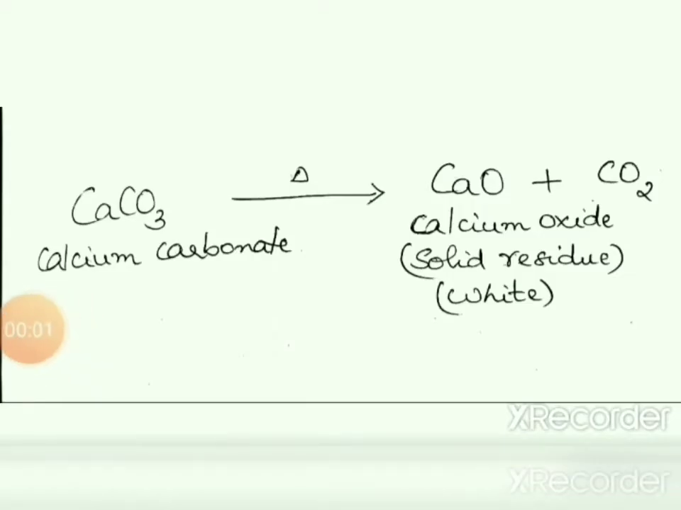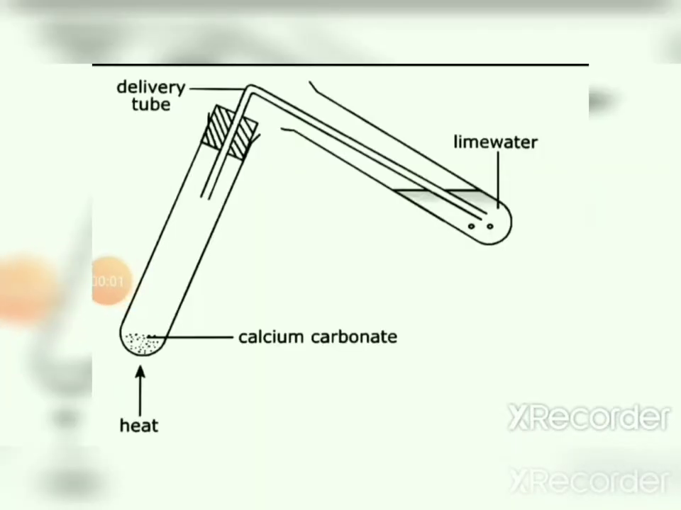Decomposition of calcium carbonate. How to write the balanced chemical equation. Calcium carbonate CaCO3 when heated decomposes to calcium oxide CaO and carbon dioxide CO2. Calcium oxide is the solid residue obtained, which is white in color. The gaseous product formed is carbon dioxide. Next, we shall see how to perform the decomposition of calcium carbonate in a lab.